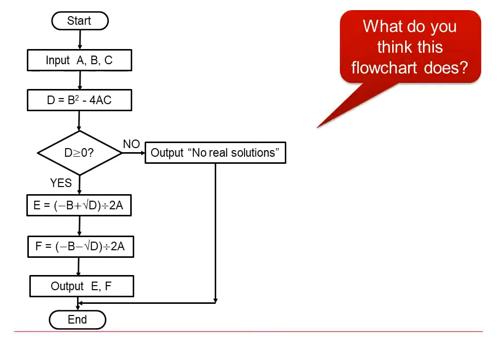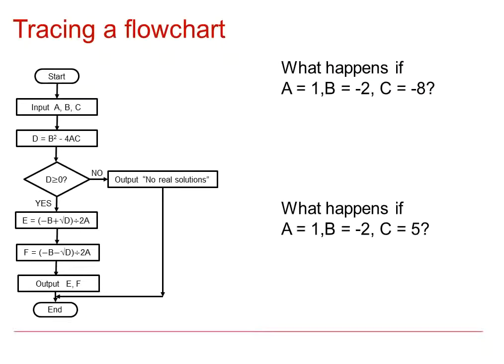So here is an algorithm represented as a flowchart, and just take a second to see if you can work out what this flowchart does. We can trace through the flowchart now. So what happens if A is 1, B is minus 2 and C is minus 8? And when you're tracing through a flowchart, it's a good idea to keep one finger if possible, or keep an eye on where you are in the flowchart so you don't lose track.